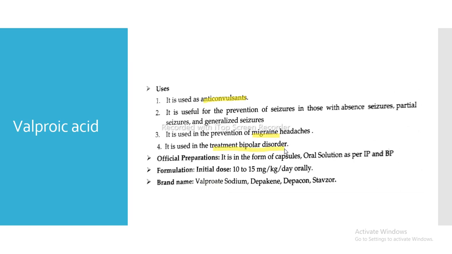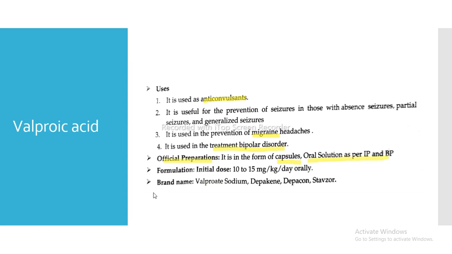We have also seen what bipolar disorder is as well as its symptoms. How bipolar disorder occurs and what its cause is: extreme mood swings, mood changes, at times very emotional, at times very sad kind of person, that is bipolar disorder. It is a mental health disorder and it can cause hallucinations as well. Okay, so it is used for bipolar as well, migraine as well, anticonvulsant, epilepsy also. Next is the official preparation, in the form of capsule, oral solution as per IP and BP.